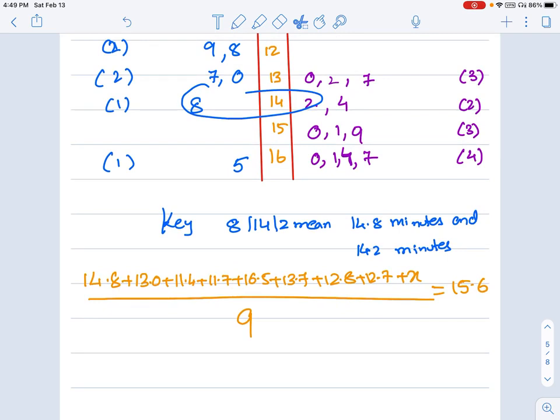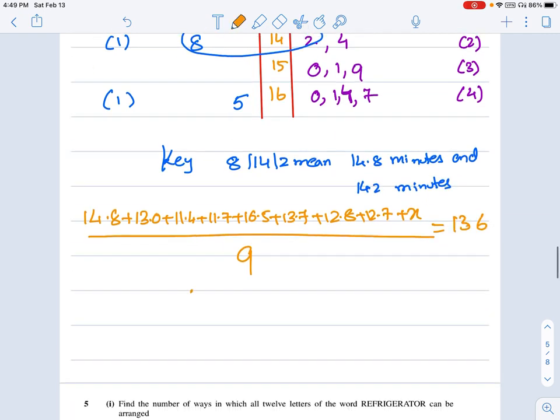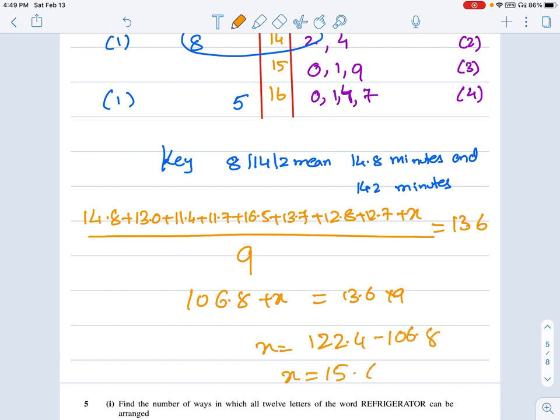So, got this one and write 13.6. So when I add all this, it becomes 106.8 plus x should be equal to 13.6 times 9. So x is equal to 13.6 times 9, which is 122.4 minus 106.8. So this is 15.6 minutes.